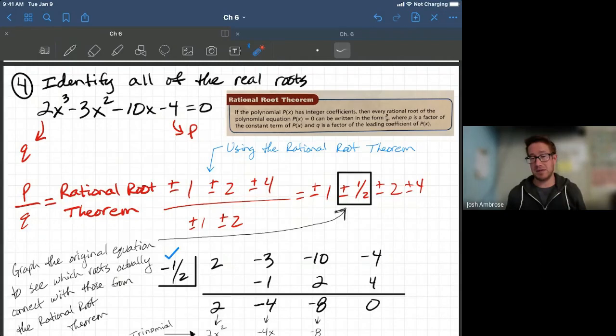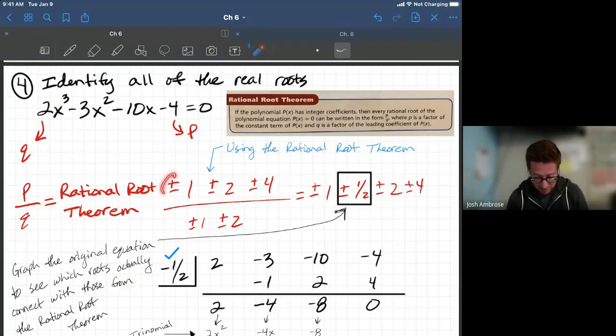So the theorem says what you have to do is take the value of P, which if we go back up here, remember that was the negative 4. In this case, you could just think of it as 4. And you have to list out every single root of the number 4. Or another way to think of it is every factor of that term. So the factors of 4 are 1 and 2 and 4.